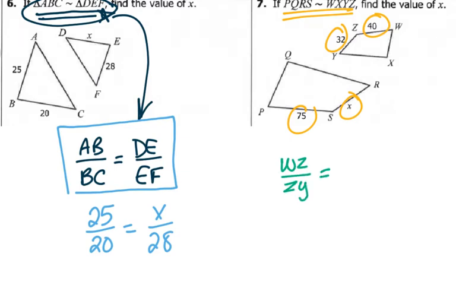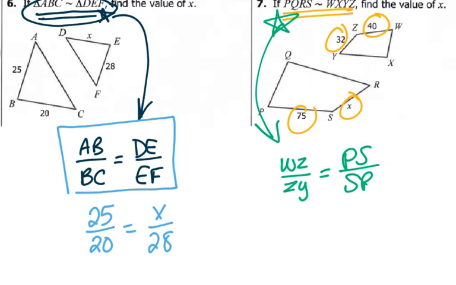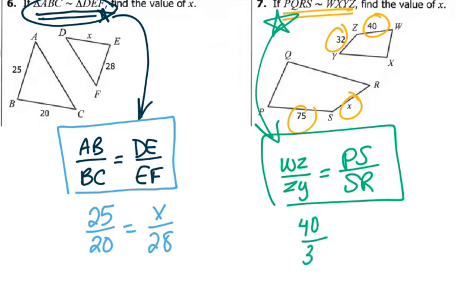Now I look at the similarity statement to help me figure out what's corresponding to WZ. It looks like it's PS. And what's corresponding to ZY looks like it's SR. So now all I do is take this information from the triangles and substitute those measures where they belong. So WZ is 40, ZY is 32, PS is 75, and SR is X. Now, same thing, cross multiply, solve, and you will be done.